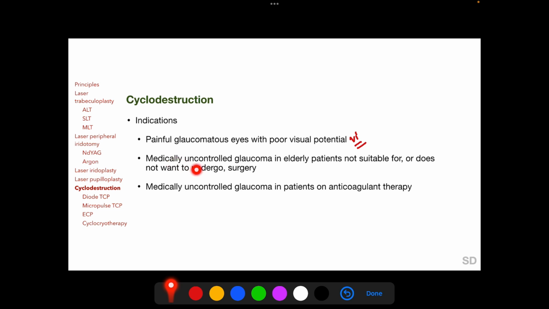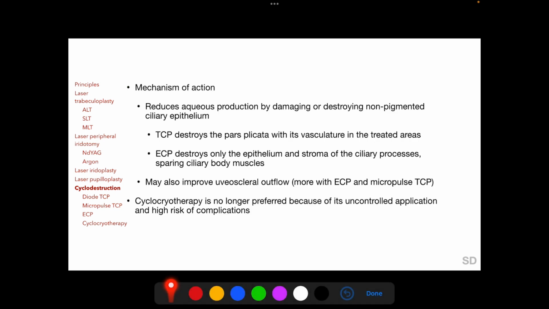Medically uncontrolled glaucoma in elderly patients not suitable for or who do not want to undergo surgery, and medically uncontrolled glaucoma in patients on anticoagulant therapy in whom the risk of a surgical procedure is significantly increased. Cyclodestructive procedures reduce aqueous production by damaging or destroying the non-pigmented ciliary epithelium. And we have two types of cyclophotocoagulation procedures: transcleral cyclophotocoagulation or TCP and endocyclophotocoagulation or ECP.